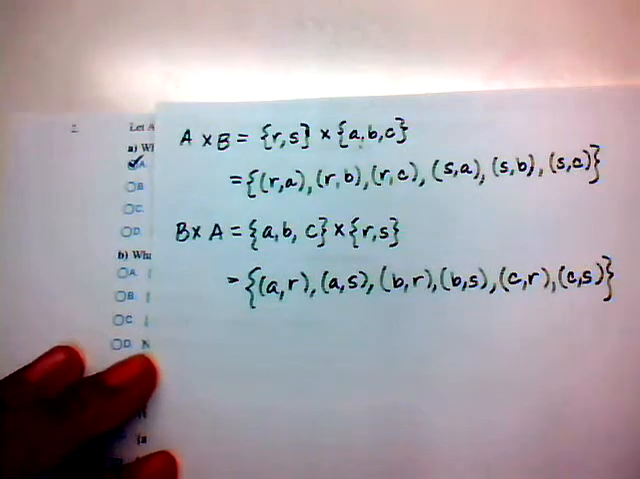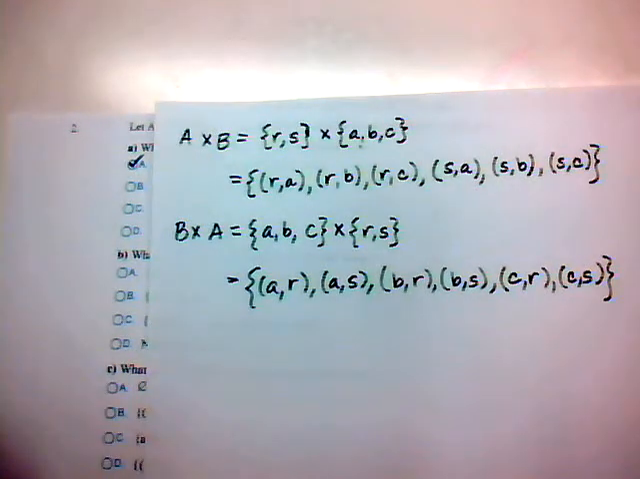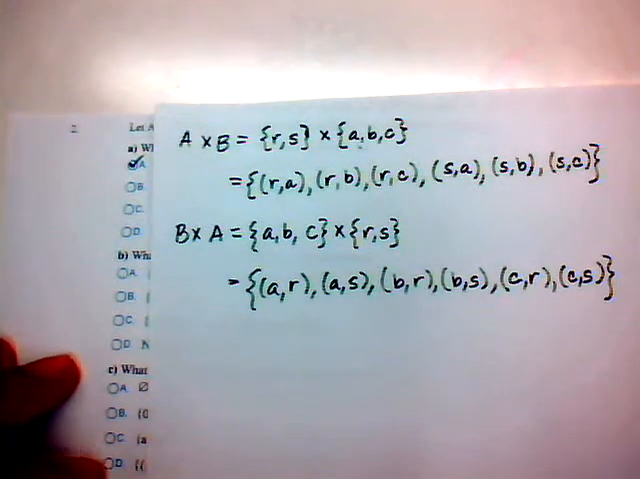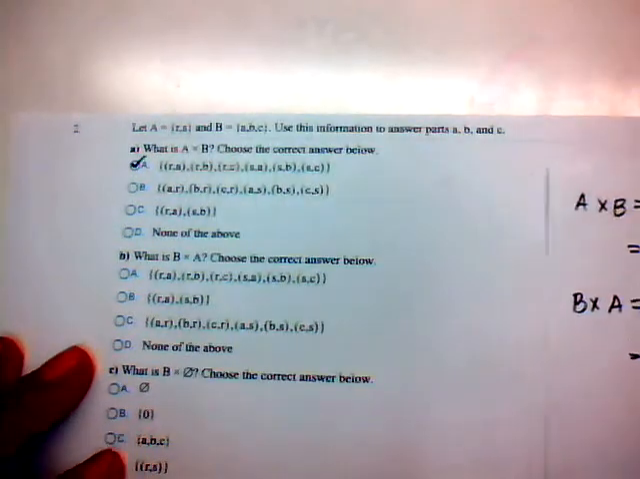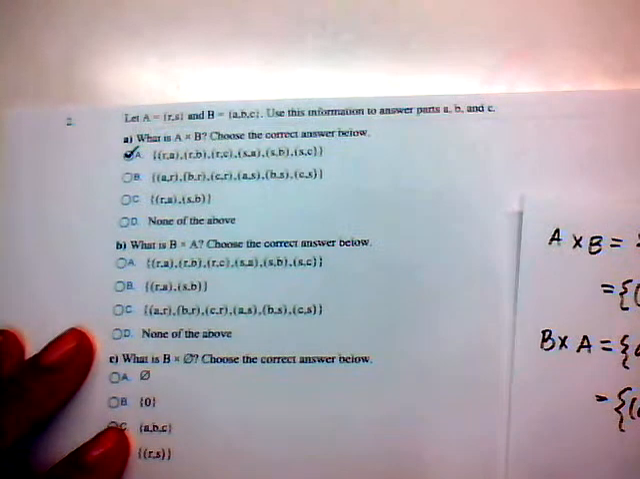So it'll end up like this. So it'll be AR, then AS, then BR, then BS, CR, CS. So in this case here, you'll choose answer C.